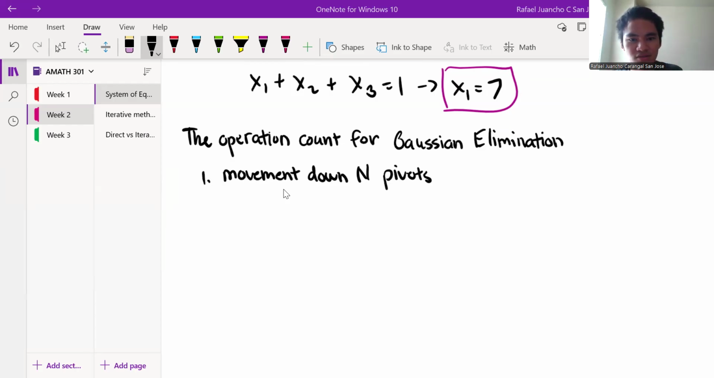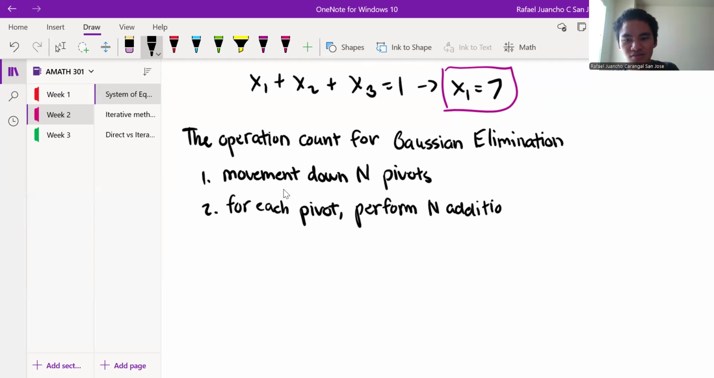Where did we learn about pivots? Okay, cool. I think what it means when we say pivot is the number of changes that we did. Okay, let's see what that means. So we did movement down n pivots, and then for each pivot, we performed n additions or subtractions across the columns. Pretty cool stuff. So how did I see that?